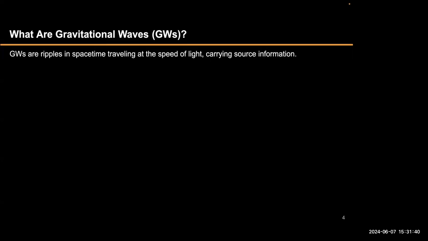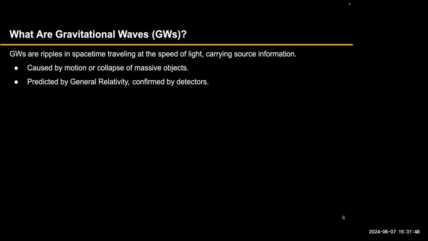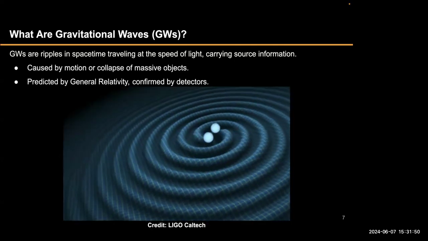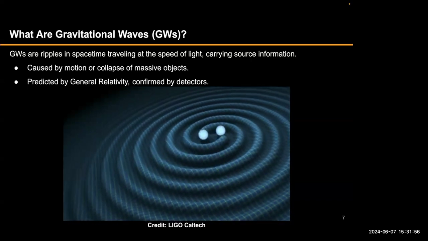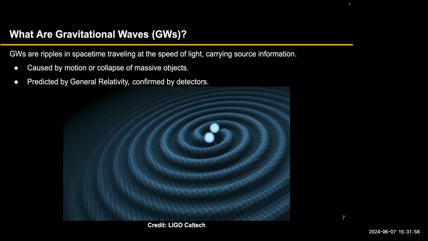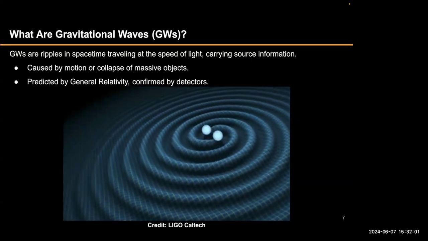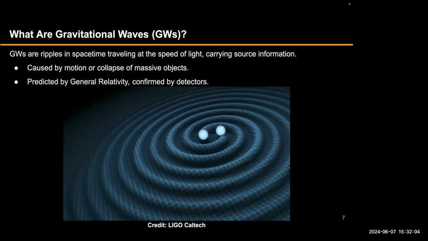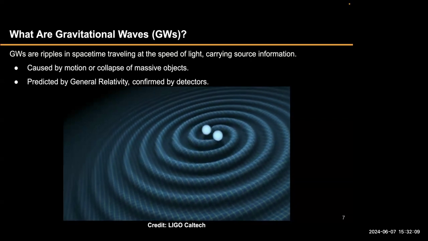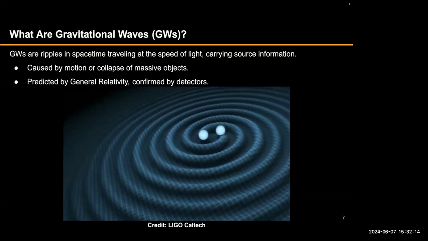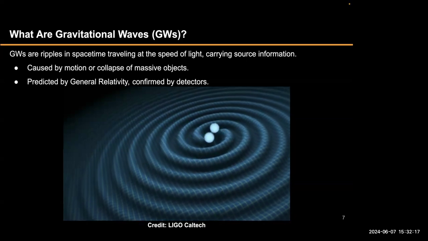They're ripples in space-time traveling at the speed of light, carrying information, and they're caused by the motion or collapse of massive objects, and they're predicted by general relativity and confirmed. One of the classic representations is a visualization like this. Hopefully the GIF is playing for you. The most common thing that we study in the Einstein Toolkit, I suppose, is the binary of compact objects, and as they inspiral, they lose energy through gravitational waves, and because of that, their separation shrinks, and eventually they merge.